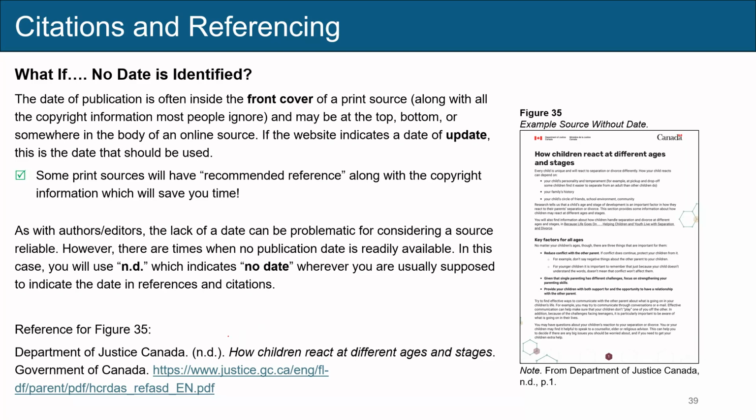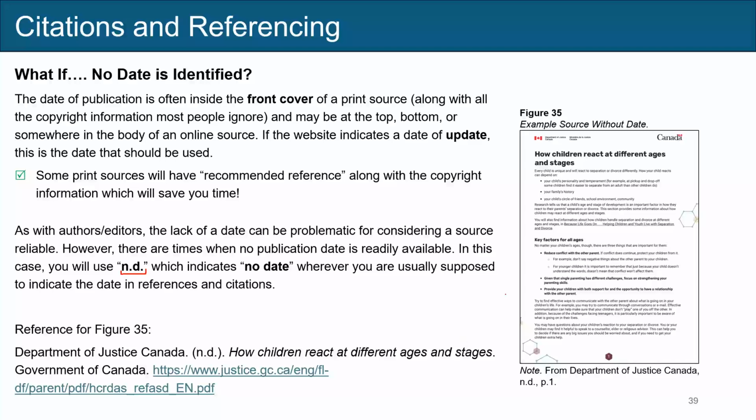However, occasionally there is no specific date. So for example, I found this document in the Department of Justice Canada, and for the life of me, I couldn't find a date anywhere. Sometimes you can figure out dates from looking at the web link, where they might have it included as part of the web link. But in this case, I couldn't find anything, but it was still a good source of information. In those cases, instead of having nothing for our date, we use N period D period, which literally means no date.